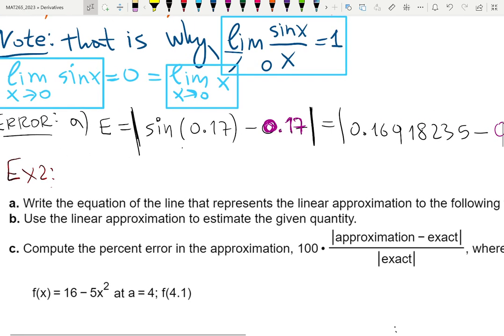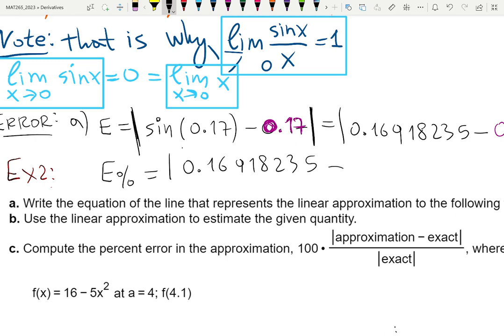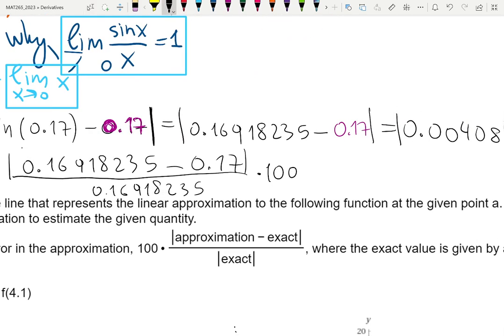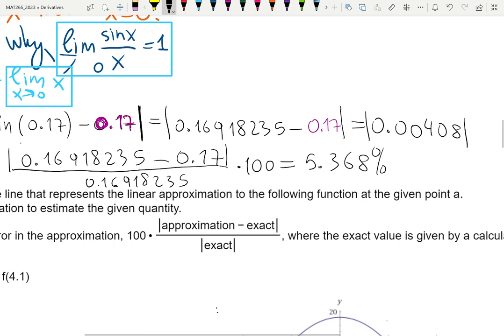So if you want to do percent-wise, then E% will be, let me quickly redo it, 0.1618235 minus 0.17, that's the one we're talking about, all over 0.1691835, and then times 100. That will give me 5.368% of the original. So that's the percent error.